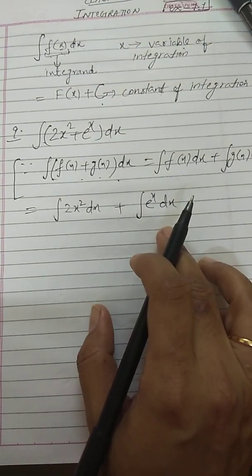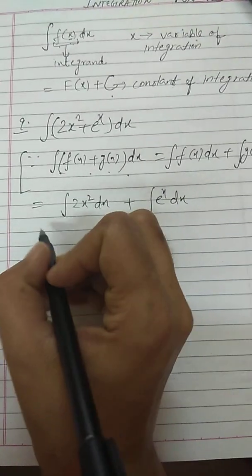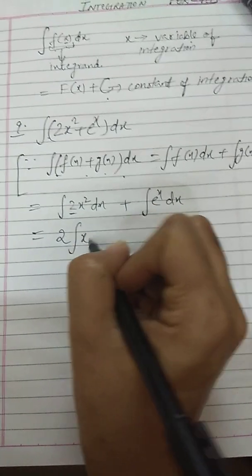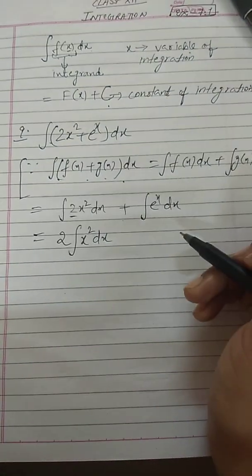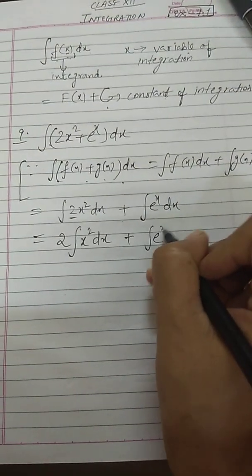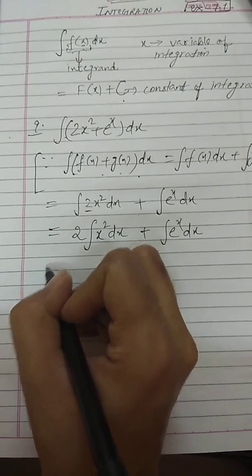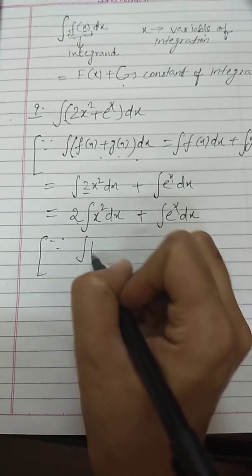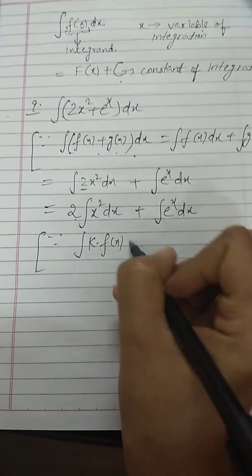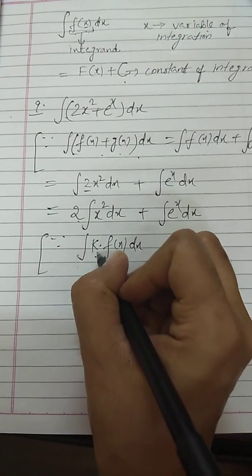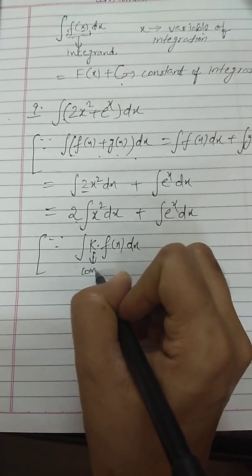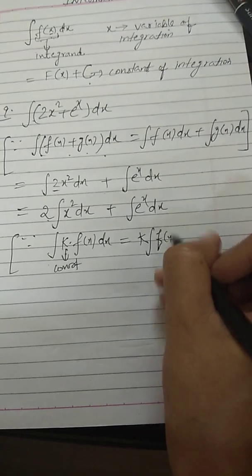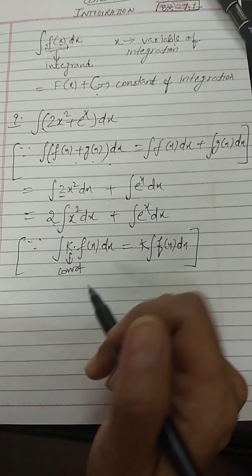Whether you separate the integral or do the integration straightforward, it's up to you. And here this 2 is a constant, so it will come outside the integration, and we will get 2 outside, integral of x square plus integral of e raised to power x. This happens because if I have the integral of k times some function dx, where k is a constant, then k will come outside and the integral will be of f(x).